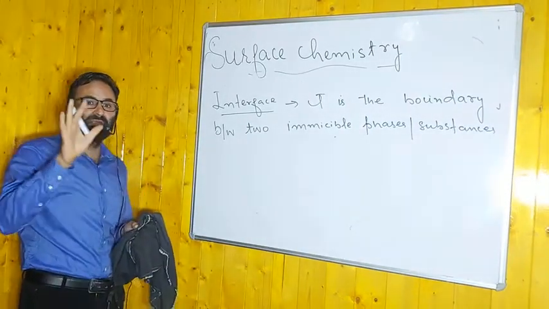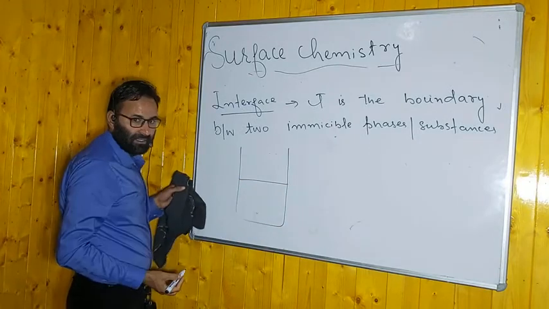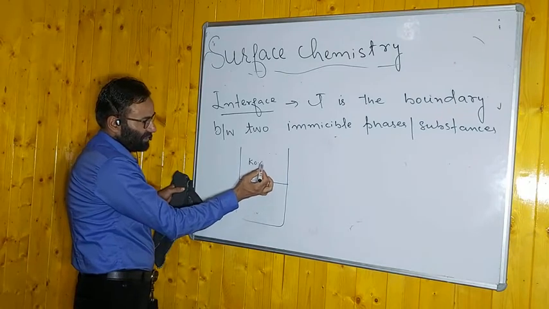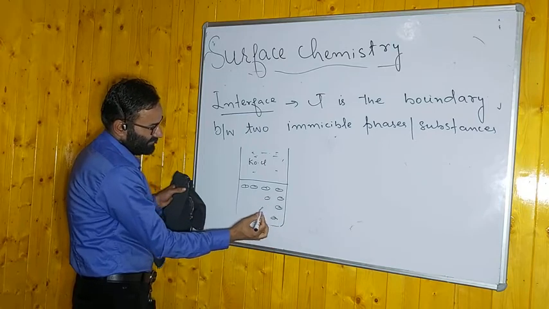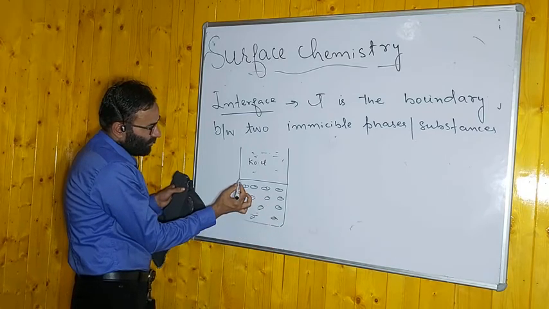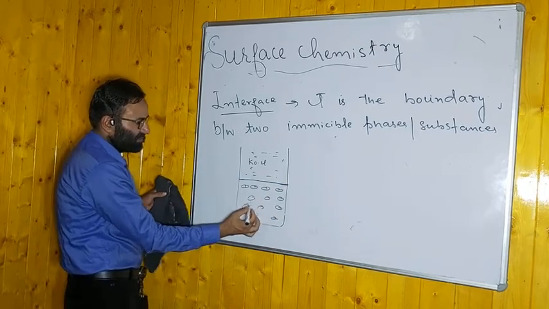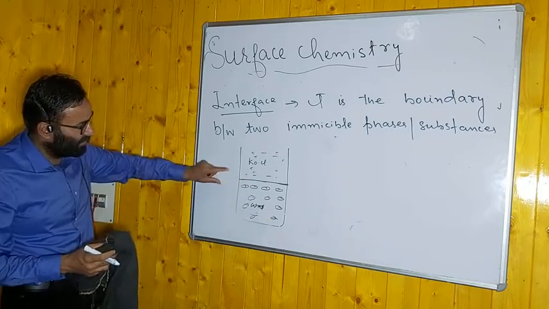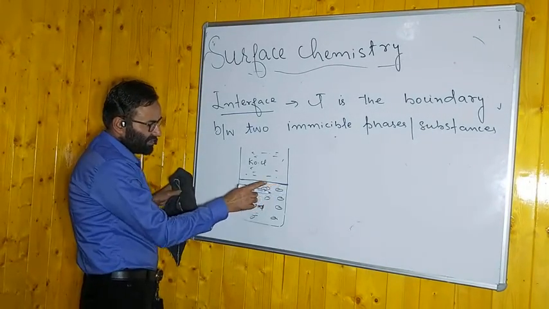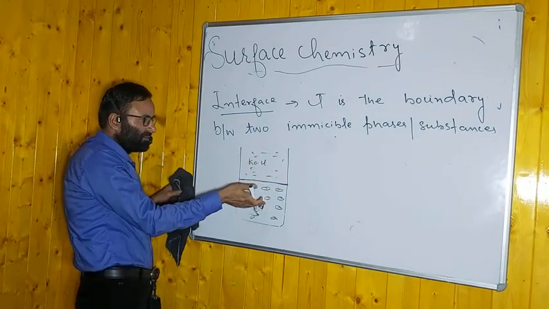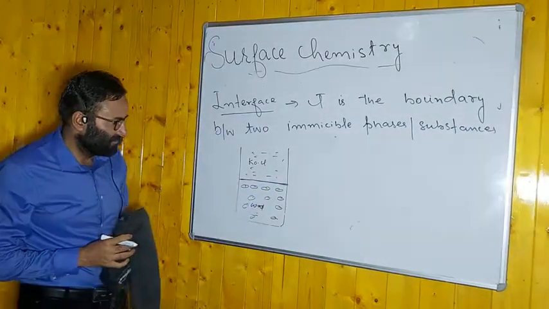If you have two immiscible substances, for example, if you have kerosene oil in water, kerosene oil will lie on the upper part, and we have the water. They are immiscible. A clear boundary will be between these two phases, kerosene oil from the upper side and the water from the below side. This boundary, this separation, this wall between these two immiscible phases, is known as the interface.